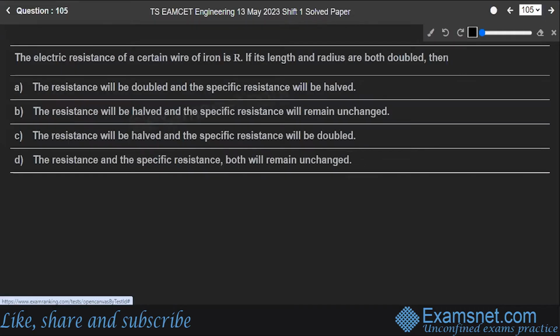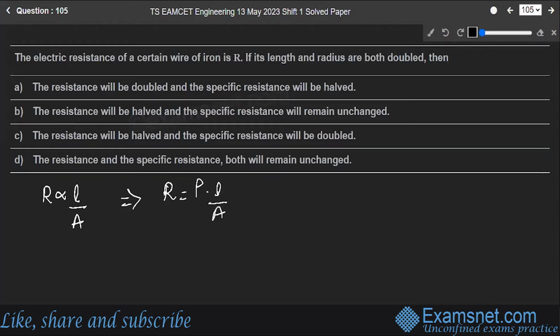Hope you understood that. Next is question number 105. The electric resistance of a certain wire of iron is capital R. If the length and radius both are doubled, then how will the resistance change according to these given options? First thing, you will say resistance is directly proportional to length and inversely proportional to area. So here the resistance is given by rho into L upon A, where L is the length, A is the area, and rho is the resistivity.